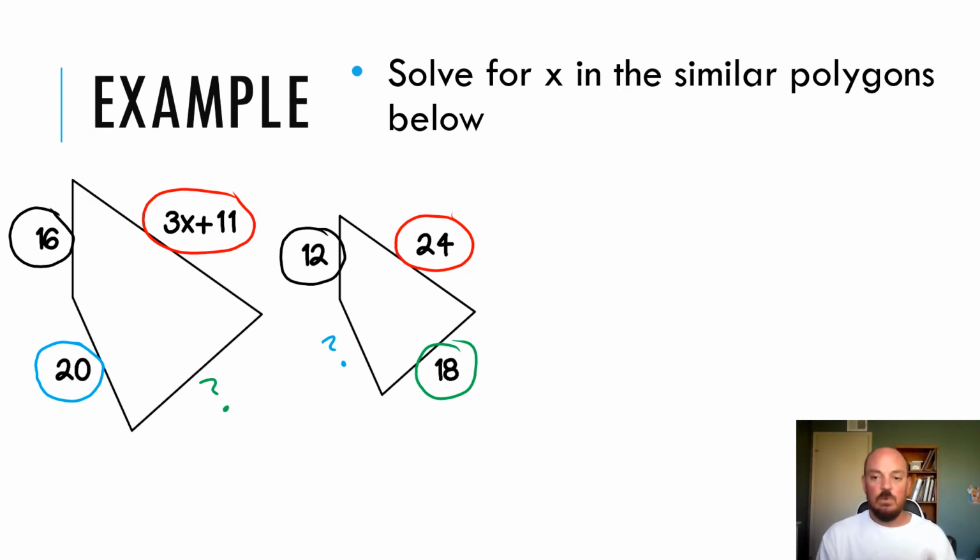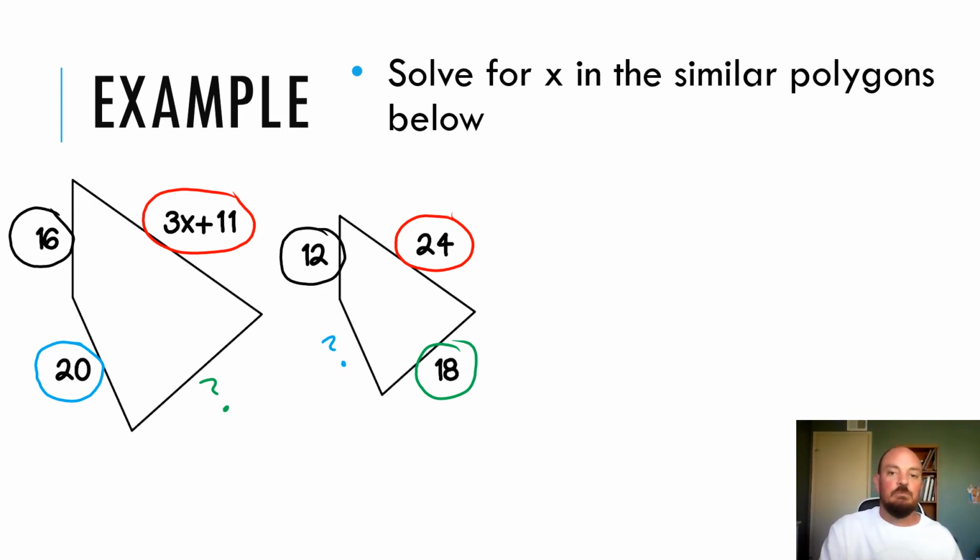We only have 2 that work here. We have the 16 and the 12, that's one pair. And we have the 3x plus 11 and the 24, that's the other pair. So let's just use those 2. We only need 2 to solve for x anyways. So let's do, you remember I presented in the notes as a fraction? Let's do it that way.